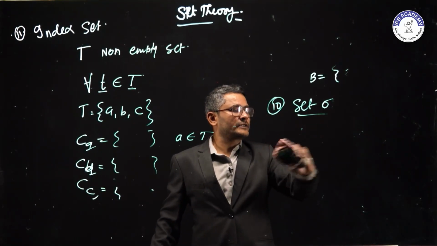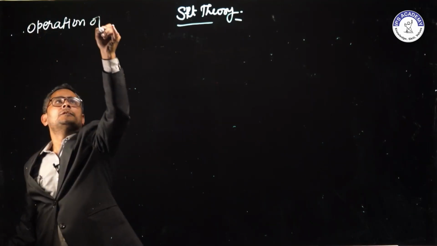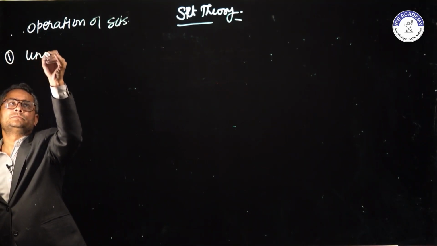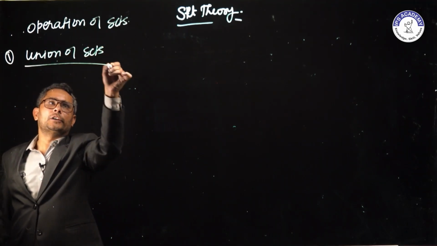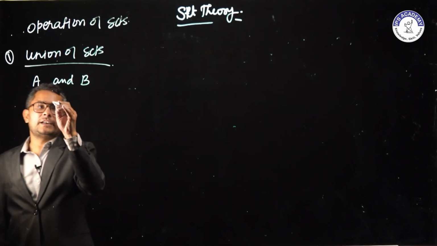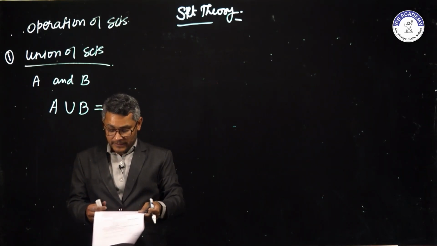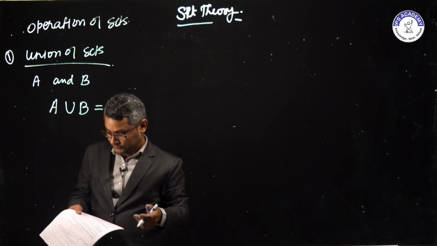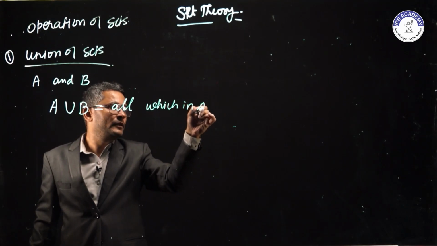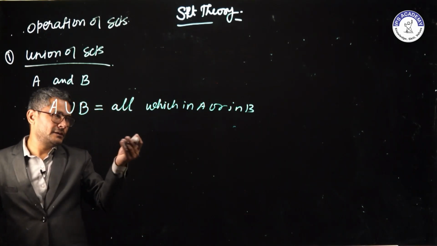Now next we start the operations of sets. Number one, union of sets. Let there be two sets A and B. The union of the sets is denoted by A union B. It is the collection of all the elements which are in A or in B. Elements that are in A, or in B, or in either, come into the union part.